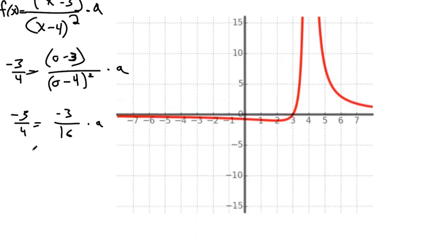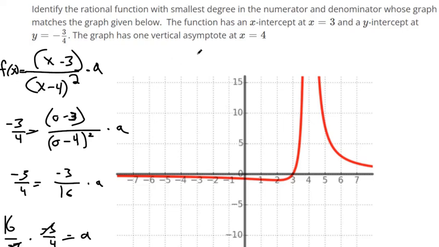So to finish getting a by itself, I'm going to multiply both sides by the reciprocal. So when I cross simplify, these are gone. 16 divided by 4 makes 4, so it looks like a should be 4. So my final answer for this function would be, you could put the multiplying by 4 on either side, but it's 4 times x minus 3 over x minus 4 squared.